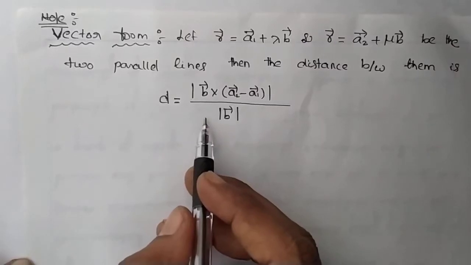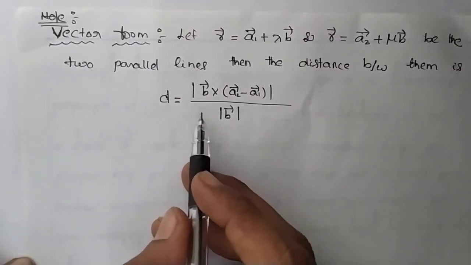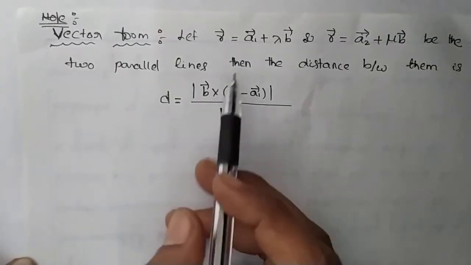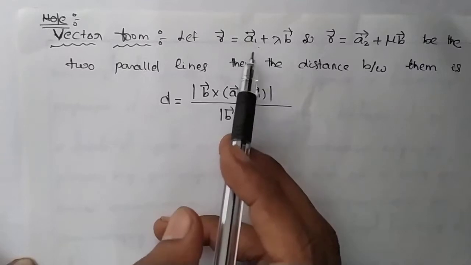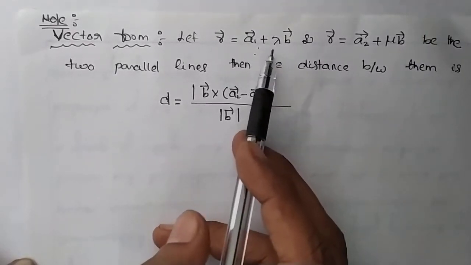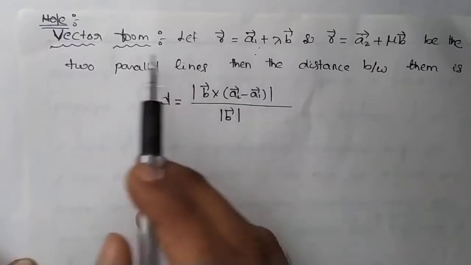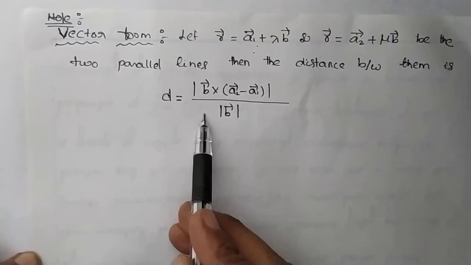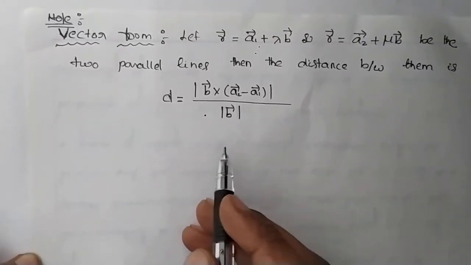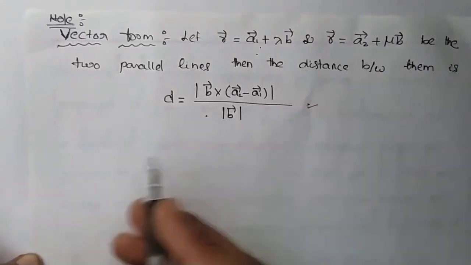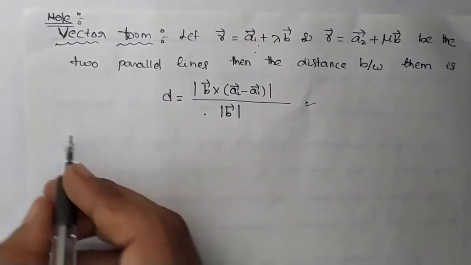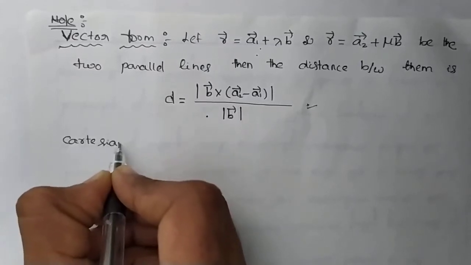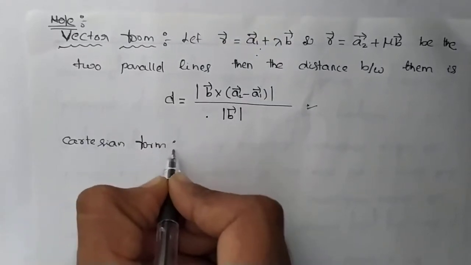So it is the formula to find the distance between two parallel lines when the lines are given in vector form. If the two parallel lines are given in vector form, it is the formula to find the distance between two parallel lines. You have to remember this formula. So it is the vector form. What about Cartesian form?